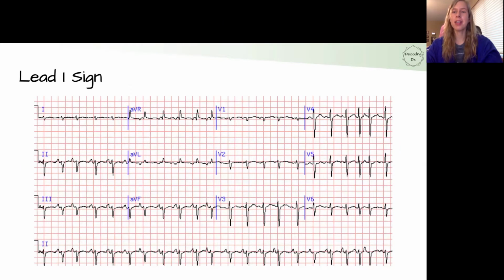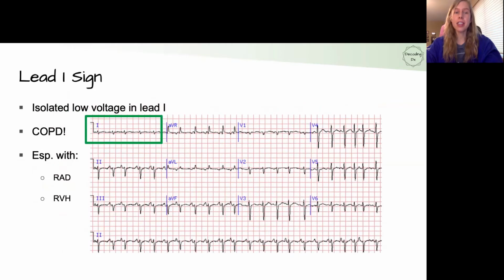Next up, I'm going to talk about lead 1 sign. This finding is much more academic than clinically helpful, but I still think it's fun. What we're looking at in this EKG is isolated low voltage in lead 1. This can commonly be seen in severe COPD.